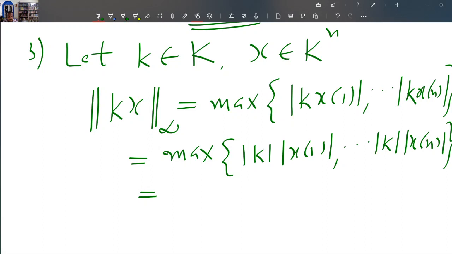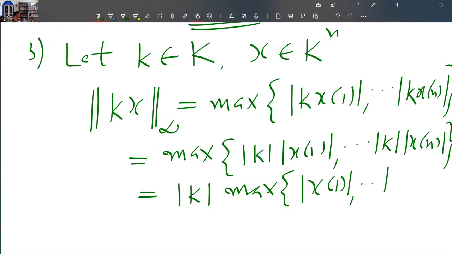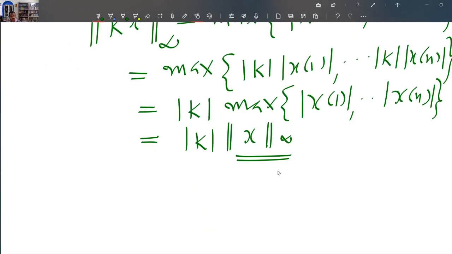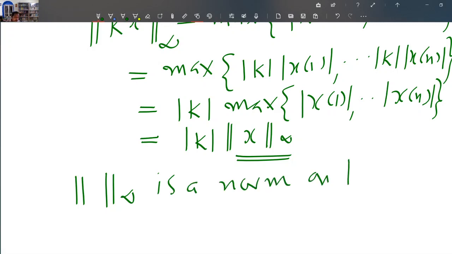So you can take the modulus of k outside, and this will not alter the maximum because it is positive. So you have the modulus of k times the maximum of modulus of x of 1, etc., modulus of x of n. So this is nothing but modulus of k into the supremum norm of x. So we have proved that the supremum norm is a norm on K^n.